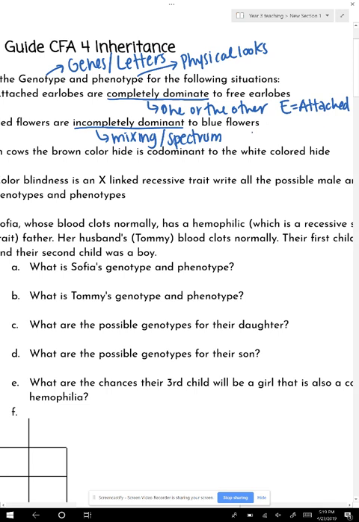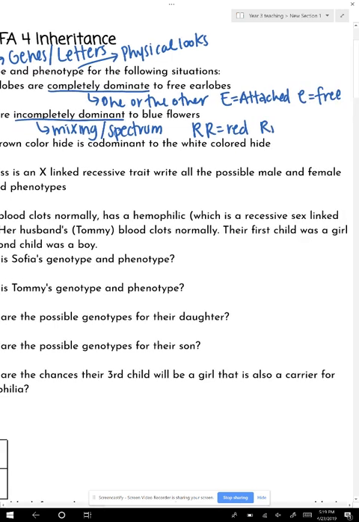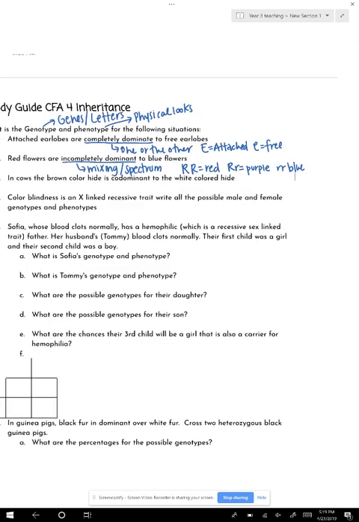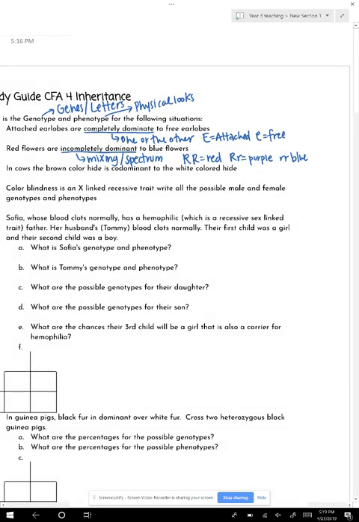So we're going to have our capital R, which is going to be red. Then we have big R, little r, which is going to be purple. And then little r, which is going to be blue. The reason I know this is that in something that is incompletely dominant, since I have this spectrum, I will see that purple in the middle between red and blue. And I'm not using two capital letters because it is incompletely dominant.